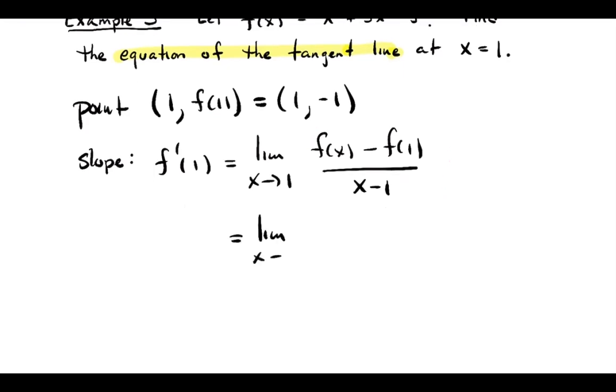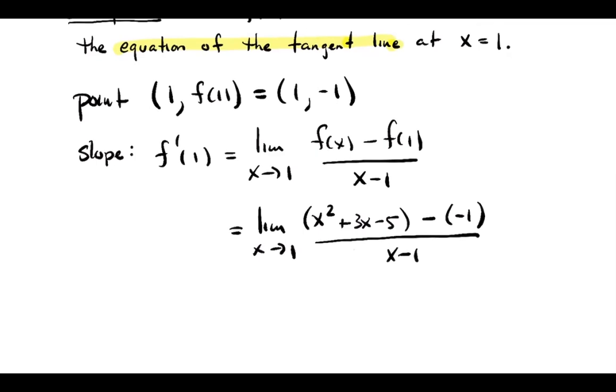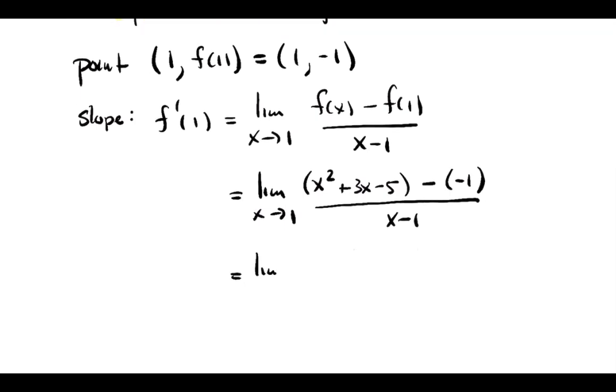Okay, so what's f here? Trying to model good notational behavior. F of x is, oh, I can't see it anymore. I got to scroll. It's x squared plus 3x minus 5. We already computed f of 1. We said it was minus 1. So be careful here. We got to subtract that minus 1. Okay. Now let's just do a little bit of algebra simplification.